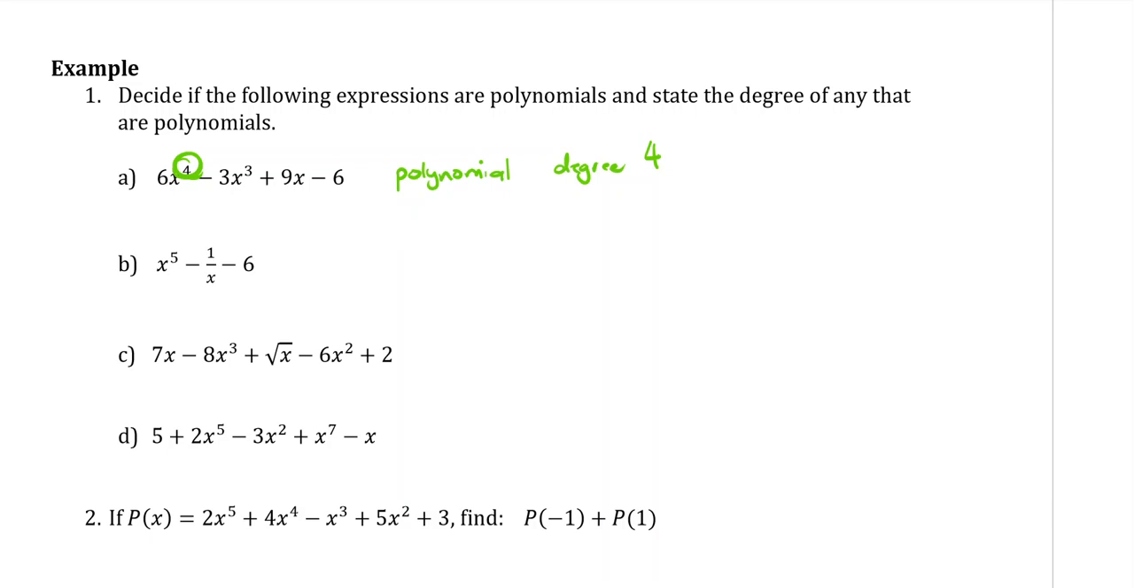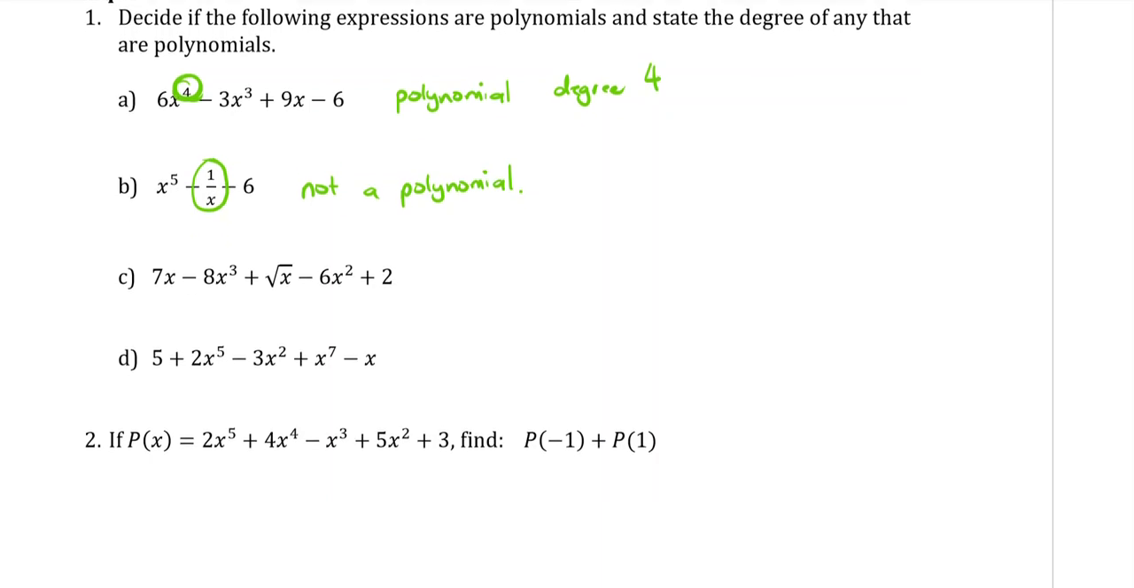In part B, x to the power of 5, that's normal, but a 1 over x, remember that we can't have x's with negative powers or in fractions, so that means this one is not a polynomial. As soon as you have one term that does not fit the mold, then it is no longer a polynomial. In C, this term's okay, but a square root of x is not okay, so it is not a polynomial.